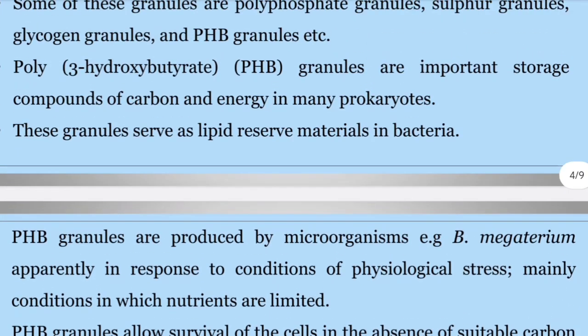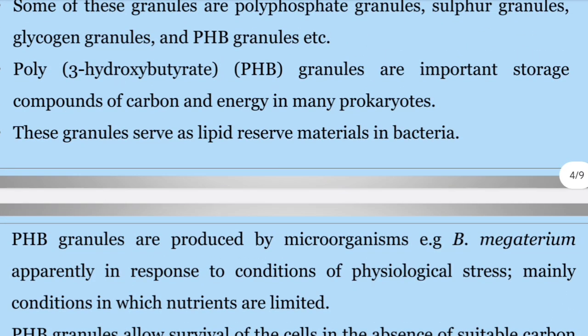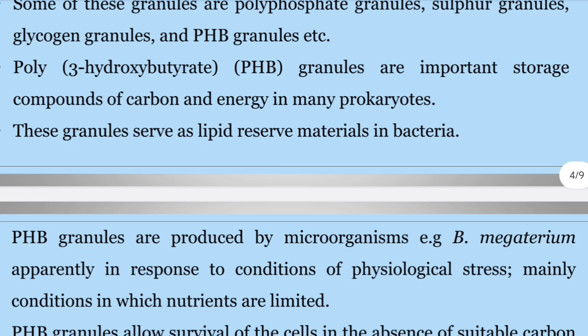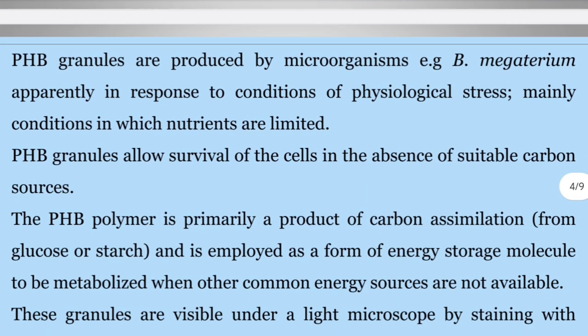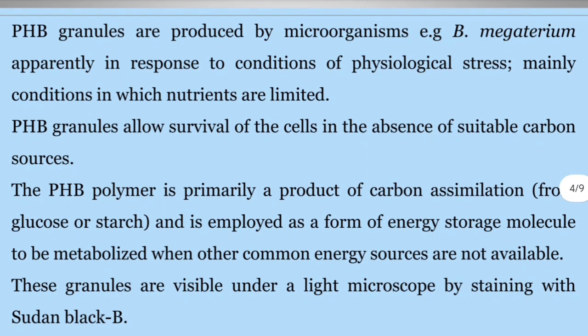So as stated, these polyhydroxybutyrate granules are important storage compounds, and PHB stands for poly-3-hydroxybutyrate granules. They are found inside some bacteria. Not all bacteria produce PHB granules. For example, Bacillus megaterium can produce these PHB granules. It is also seen in Azotobacter.